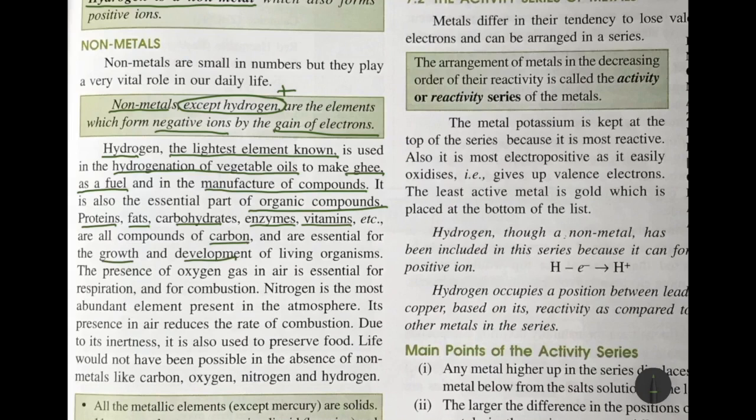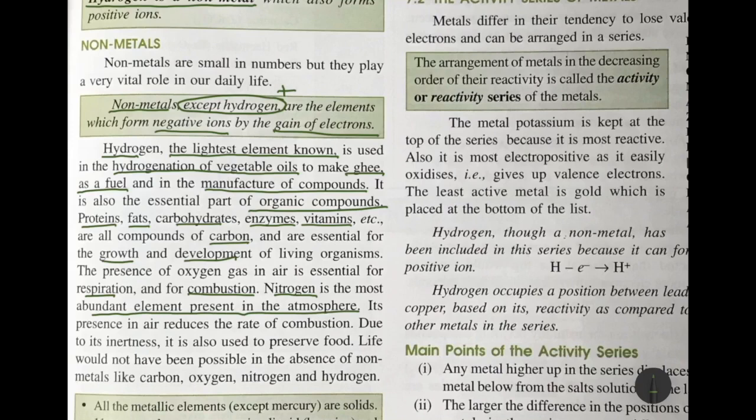And then we have oxygen gas in the air. For what do we use oxygen? For respiration and also for combustion or burning. You know that burning does not take place in the absence of oxygen. Nitrogen, another element, another non-metal which is present in the air, okay? It is the most abundant element present in the atmosphere.